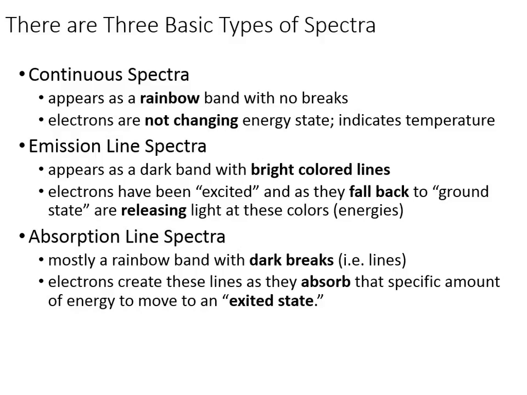The first one, the emission line spectra, I've heard it called a bright line spectra. Just like the description shows, you'll have bright colored lines. An absorption line spectra, I've heard it called a dark line spectra. And I'll show you what those look like.